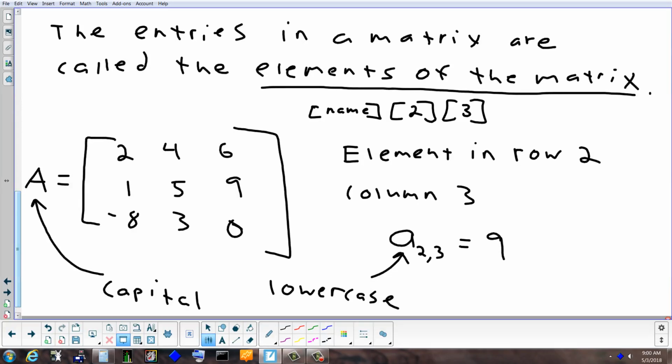Right? At least in some computer languages, that's the notation for picking out the element in row 2, column 3. This gets a little tricky with computers because computers don't start with row 1 and column 1. They start with row 0 and column 0. So that can get a little confusing if you do it that way.